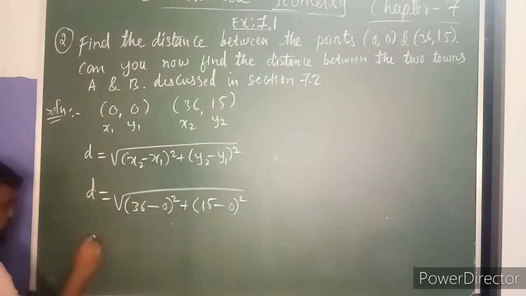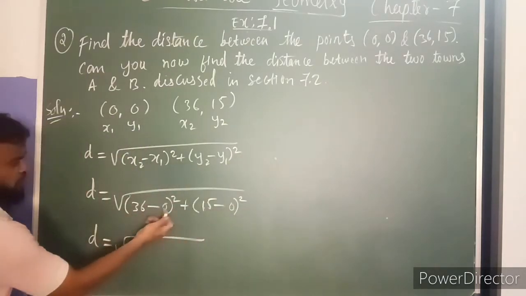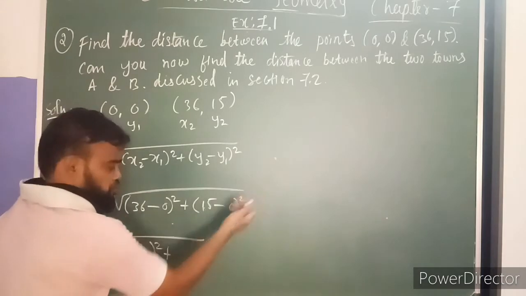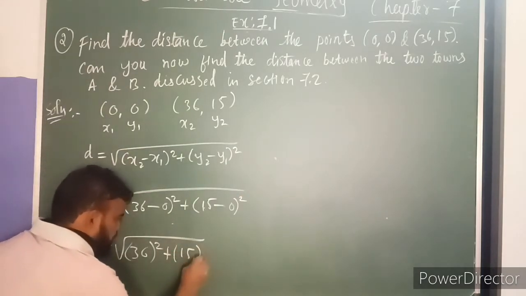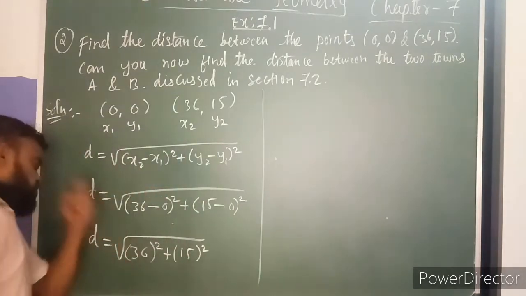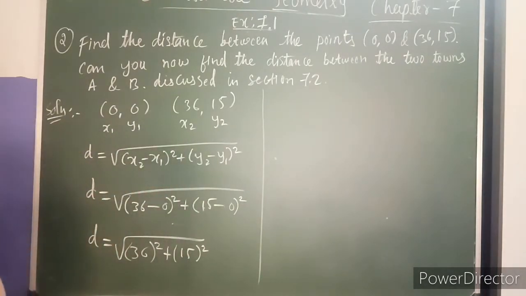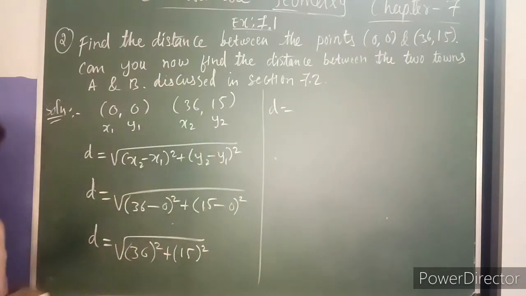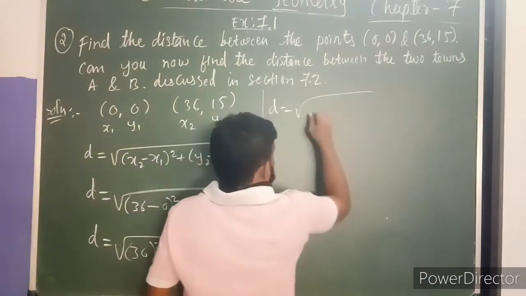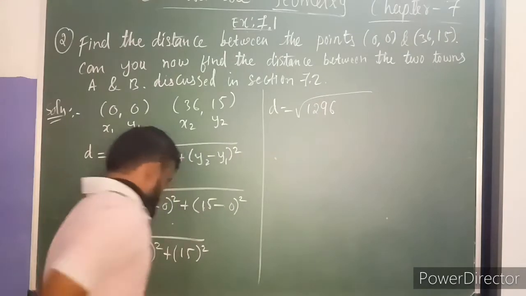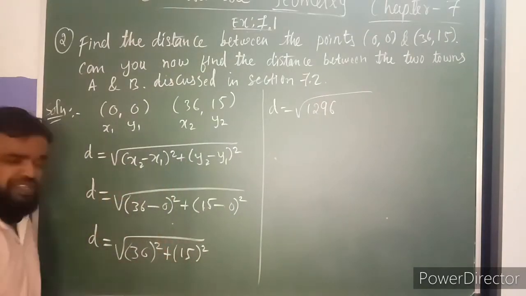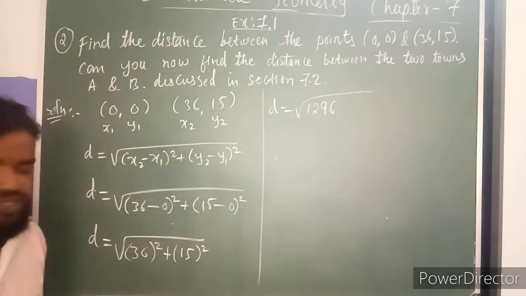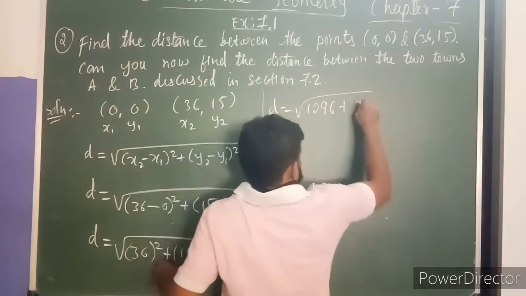Now I will note it here. D is 36 minus 0 is 36 whole square plus 15 minus 0, that is 15 only, 15 whole square. Now 36 square we have to know, that is 36 into 36 we have to multiply. D is equal to under root 1296. You have to remember the squares also, up to at least 30 in the 10th standard. So 36 square is 1296 and 15 square is 225.